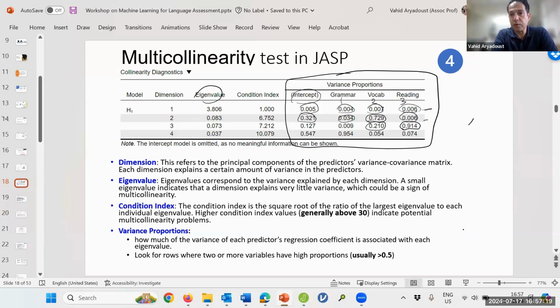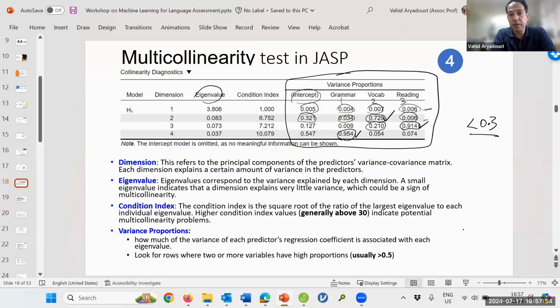Okay, it's smaller than 0.3. Gosh, this is very difficult to write on. Okay, again, 0.3 is smaller than 0.3, which is fine. And in the same way, this variance proportion is also smaller than 0.3, which is also fine. So this is an indication that we don't have this multicollinearity.